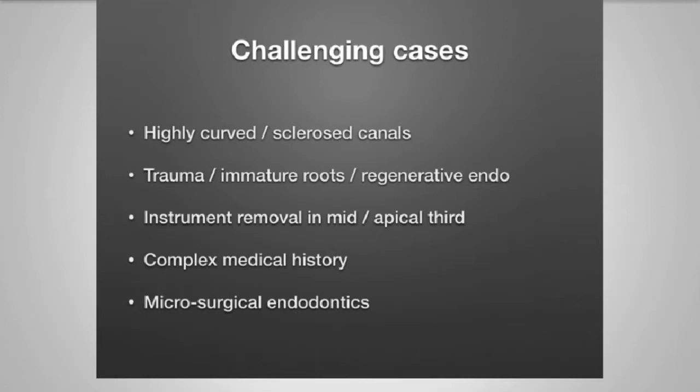As we've seen, instrument removal in the mid and apical third is really difficult. In the amber and red zone, you do really need a microscope to use those techniques, and the IRS kit, which is an excellent way of retrieving bits of broken instrument from the root canals. It's a lot easier to use if you can actually see down the root canal with the microscope and place it over the piece of fractured instrument.